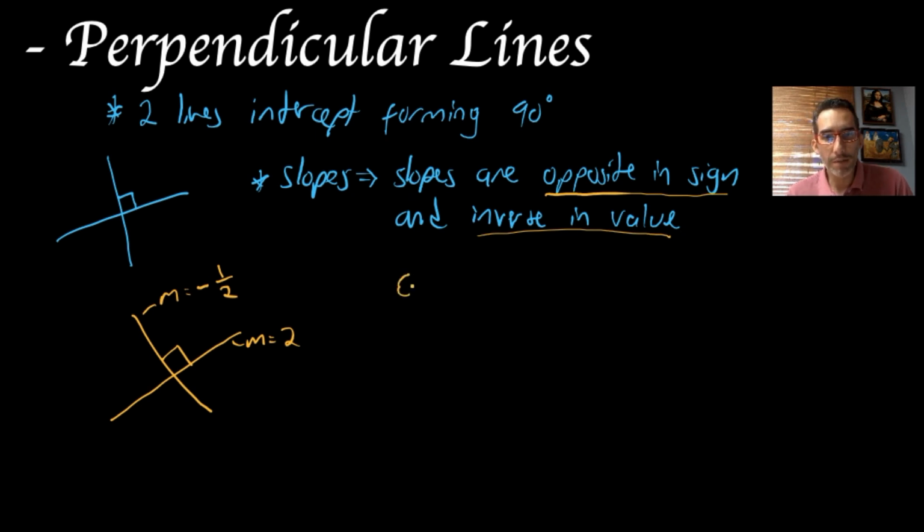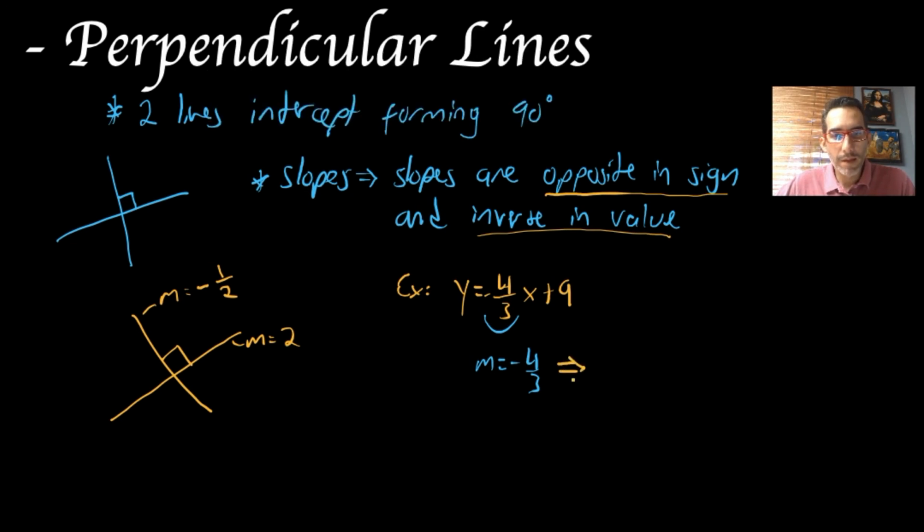Let's give another example with equations, right? If I give you one line, and the line is equal to, I don't know, let's say negative 4/3 x plus 9. If I want to deduce what will be the slope of a line that is perpendicular, keep in mind that the slope of this line is negative 4/3, right? That means that the slope of the perpendicular line will be opposite in sign, so this is negative, so this will be positive, and inverse in value. Remember that inverse is kind of like flipping the fraction. So it will be equal to positive 3/4. This will be the slope of the perpendicular line.